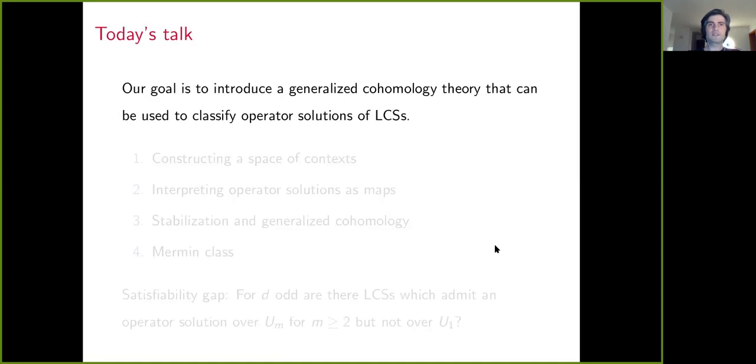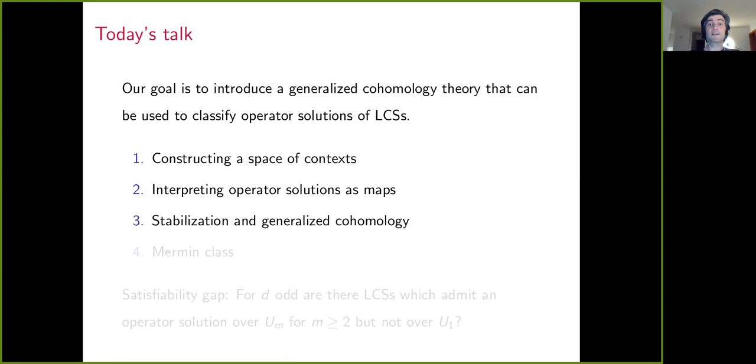Today I'll tell you how to construct a generalized cohomology theory that can be used to classify operator solutions of linear constraint systems. There are a couple of steps. The first step is to construct a space of contexts. I'll tell you what the contexts are in this specific talk, and there's a way to assemble all contexts in unitary groups into a space. Once we have this space, we can interpret operator solutions as maps into this space from another space, which is called a topological realization.